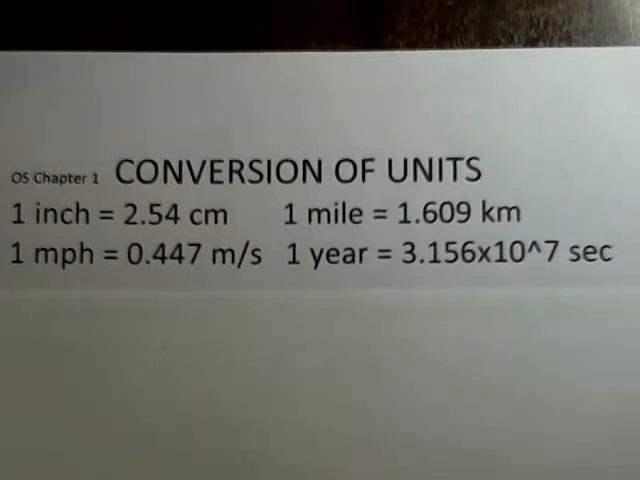Inside most physics books, you would find a list of conversion factors. 1 inch is 2.54 centimeters. And I'm going to have something special to say about this one. This one is a unique conversion factor. I'll talk more about it at the end. But a mile per hour, 1 year, 3.156 times 10 to the 7th seconds.